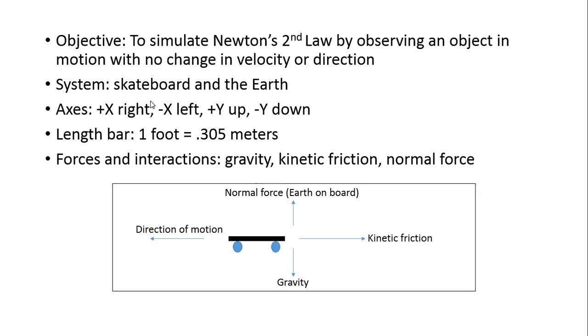Including all of the forces and interactions at play here, we have gravity, kinetic friction, and normal force. If you look at my free body diagram below, you'll see that as the skateboard moves along the negative x-axis, or to the left, there is a gravitational force, negative mg, pulling towards the earth, and a normal force of the earth on the board going against this gravitational force, as well as a kinetic friction force which is opposing the direction of motion.